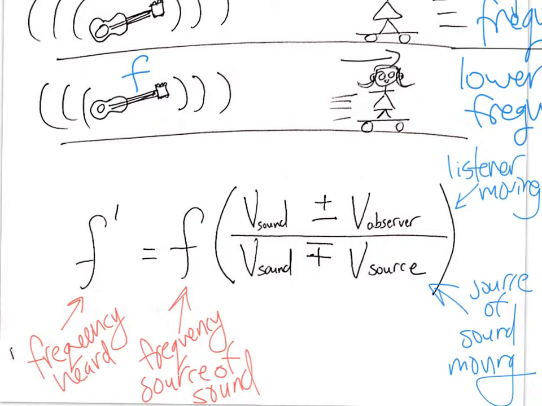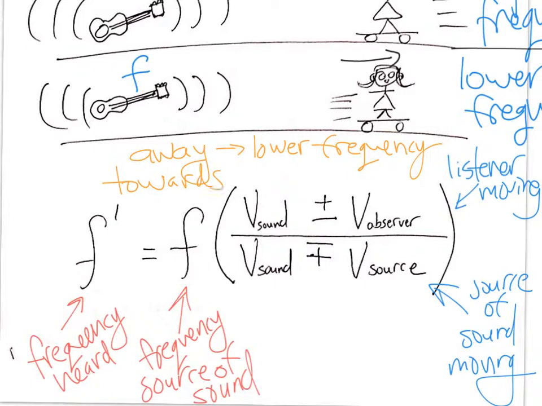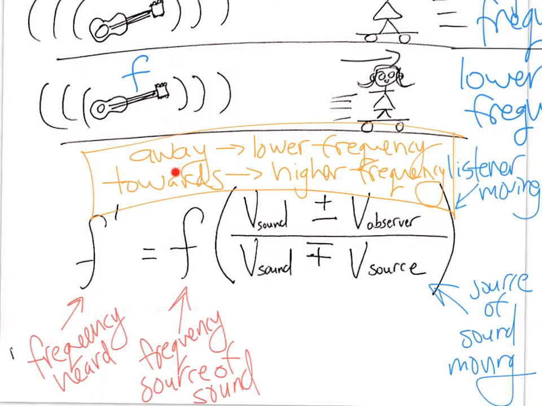But what you know is that if the source of sound and you, the listener or observer, are going away from each other, you know that the frequency heard is going to be lower. So lower frequency. And if you, the listener, and the source of sound are moving towards one another, we know you're going to hear a higher frequency. So I think that probably makes sense to you, and you can kind of just leave it at that and then think about it to figure out whether to add or subtract.